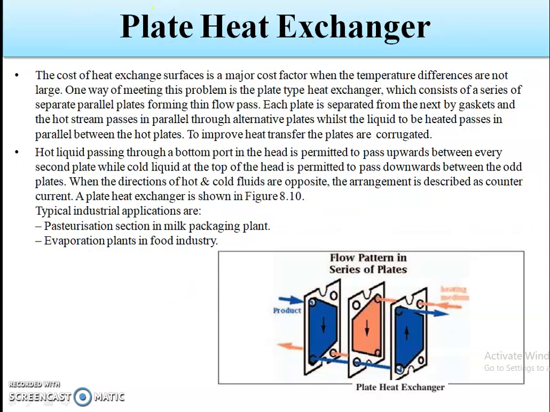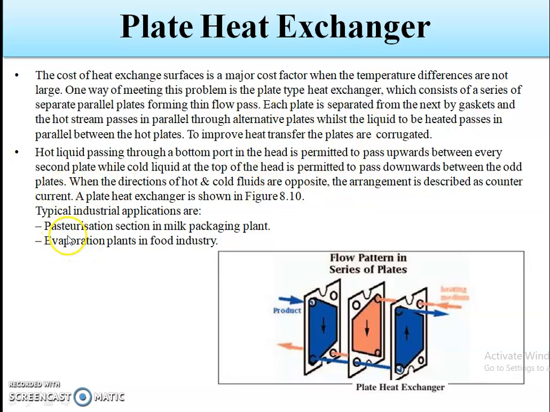Next slide, we discuss the plate type heat exchanger. This type is used as a major cost factor when the temperature differences are not large. One way of meeting this problem is the plate type heat exchanger, which consists of a series of separate parallel plates forming the flow passes. Each plate is separated from the next by gaskets, and hot steam passes in parallel through alternate plates, while the liquid to be heated passes in parallel between the hot plates. To improve the heat transfer, the plates are corrugated.